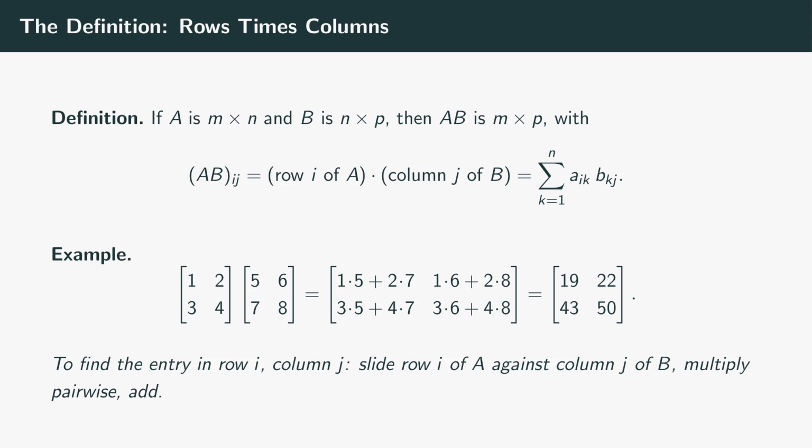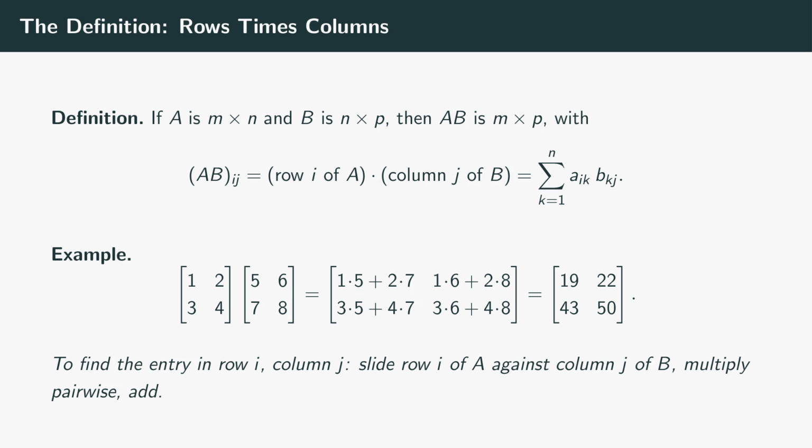Here is the working definition, the one you compute with. Suppose A is m by n and B is n by p. Then the product A times B is m by p, and its entry in row i, column j, is the ith row of A dotted with the jth column of B. In other words, slide the ith row of A across the jth column of B, multiply the matching numbers pairwise, and add them up. Watch the 2 by 2 example.